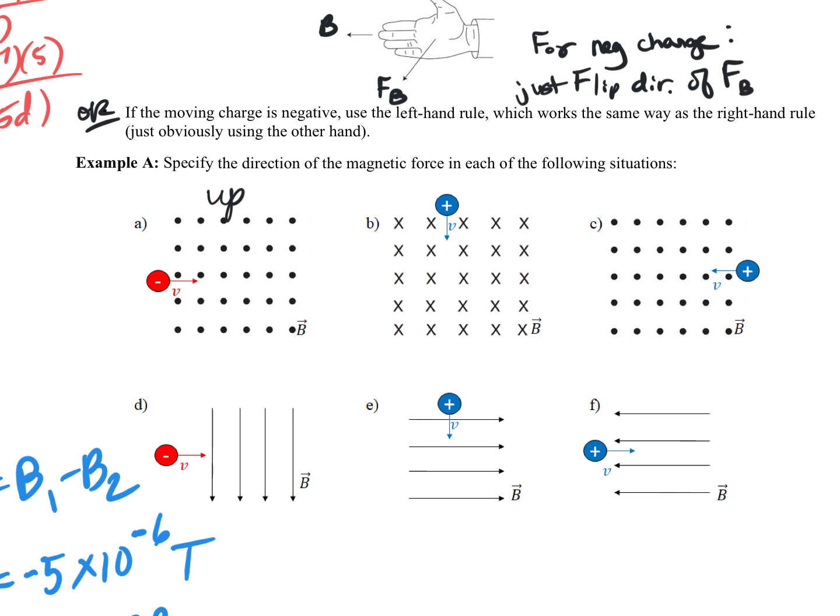All right. So this one ended up being to the right. This one was up. This was out of page. Hold on. Out of page, this way. Out of page. To the right. Up. It's up. Out of page. To the left. Yeah. C. E was out of the page. Yep. And F was none. Okay?